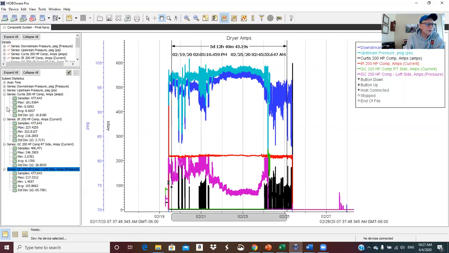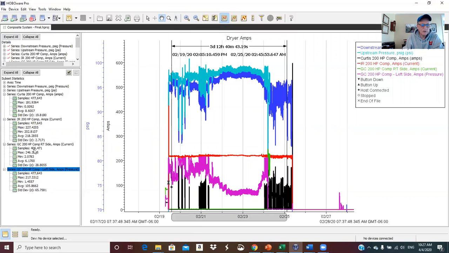And then I'm displaying over here on this side the amps on the compressors. There's the Curtis IR. It says GC, it's supposed to be GD for Gardner Denver. Hit the wrong key, sorry. And there's 2 Gardner Denvers, left and right. So you can see min, max, and average current for each of these compressors. And so this is where the numbers come from.